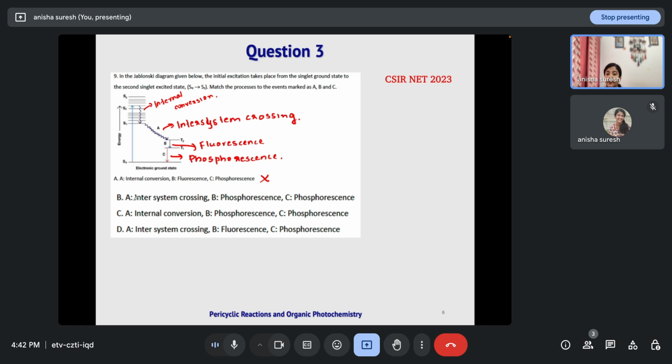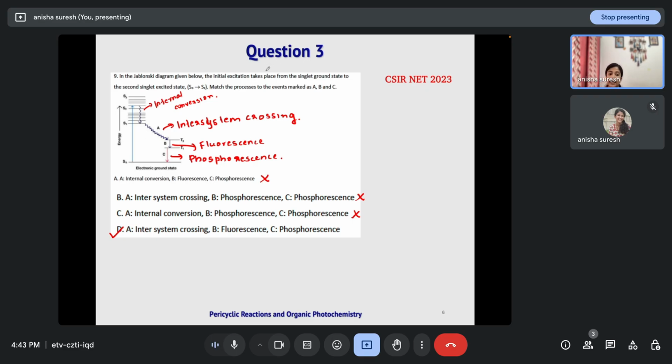Four options have been given. A is internal conversion, B fluorescence, and C phosphorescence, that is not right. A is intersystem crossing, B is phosphorescence, C is phosphorescence, that is not right. A is internal conversion, B is phosphorescence, C is phosphorescence, that is also not right. A is intersystem crossing, that is right, B is fluorescence and C is phosphorescence. So option D is the right answer in this case.